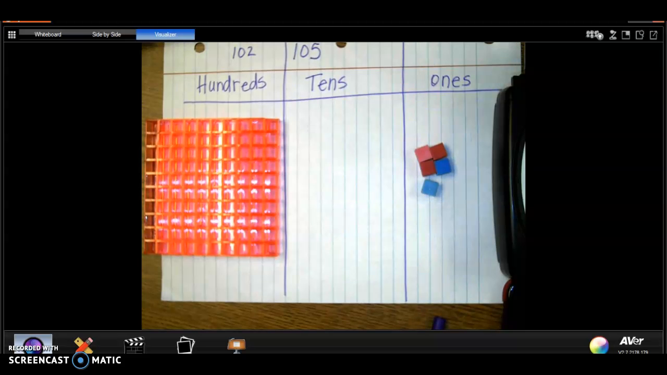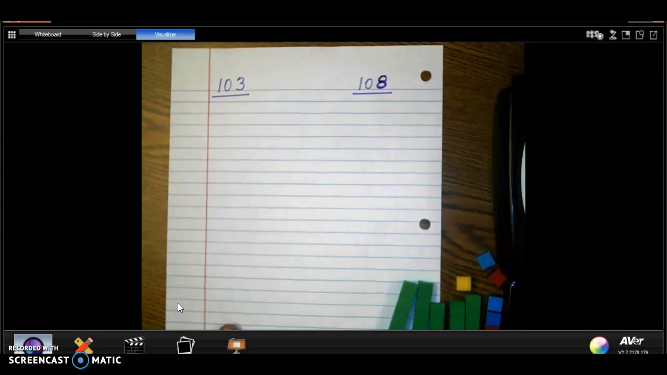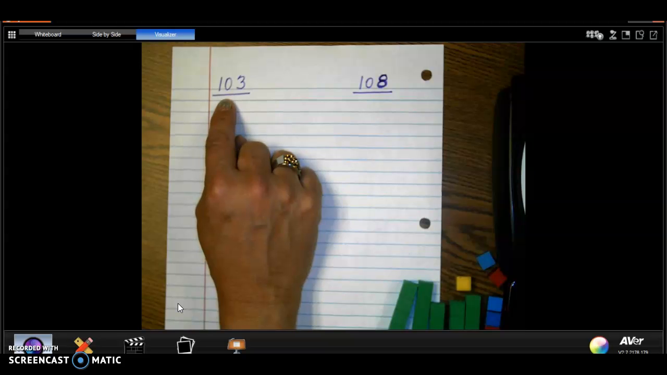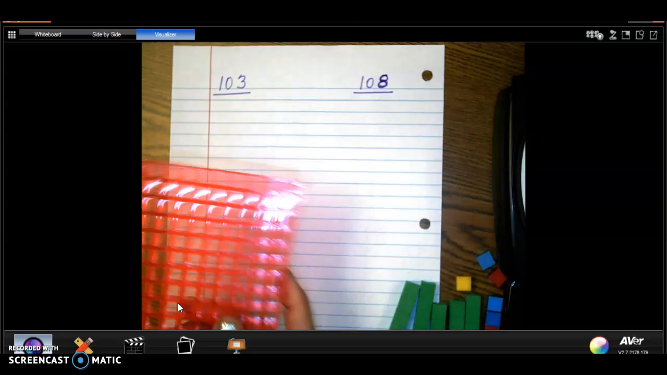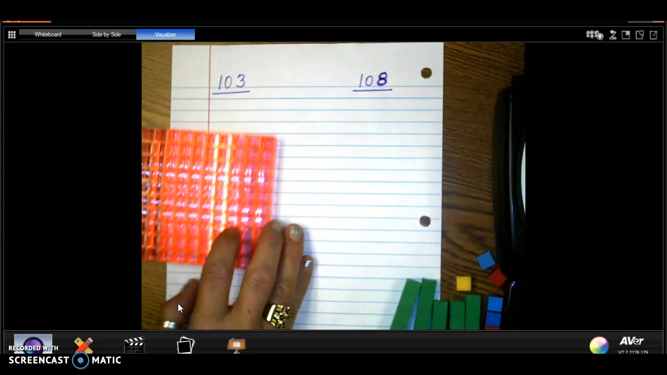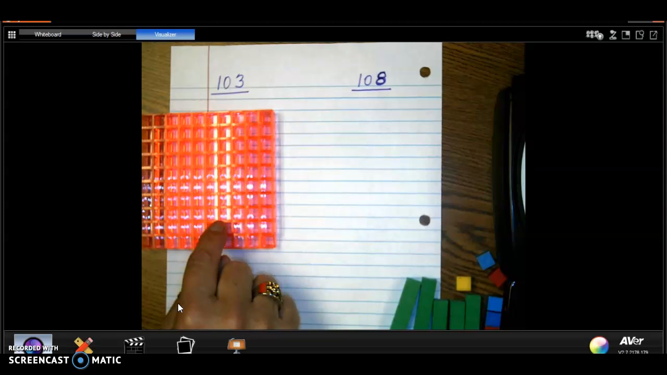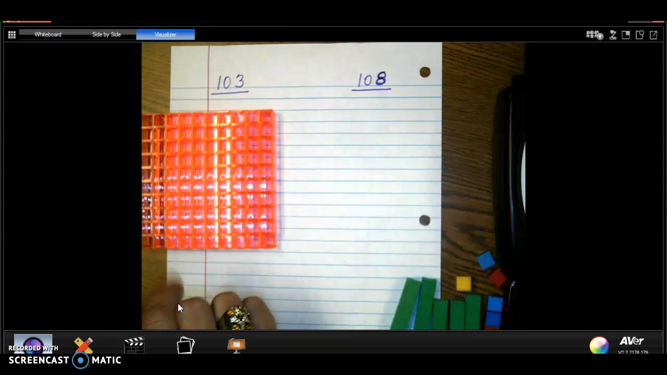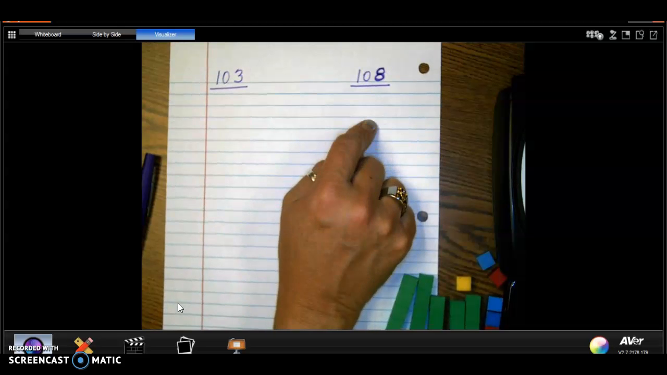Now you are going to make some numbers in your journal. So go ahead and pause the video and get out your journal so that you can make some numbers with me. Okay, you ready? Okay, so with your manipulatives, you're going to make the number 103 and the number 108. So using your base 10 shapes, you're going to make this number with your manipulatives, take a picture and turn it in, and then you're going to use your same shapes to make this number.